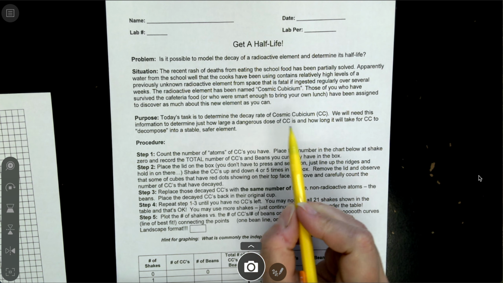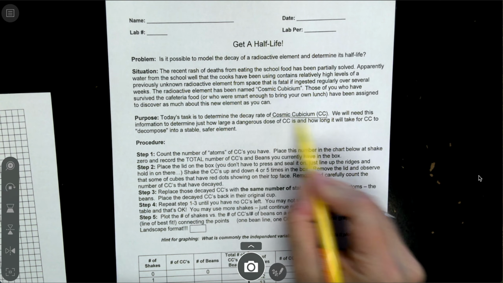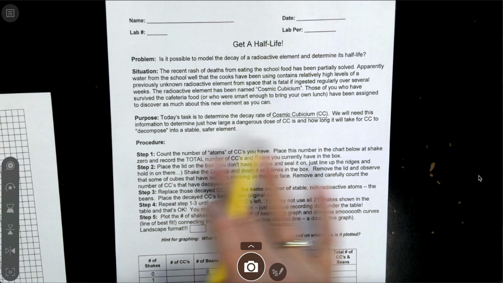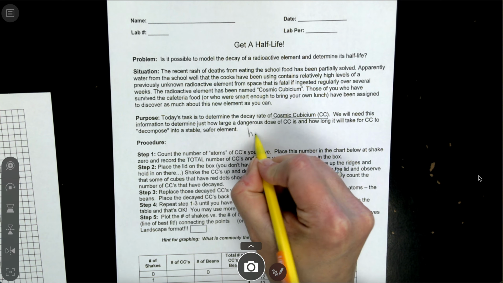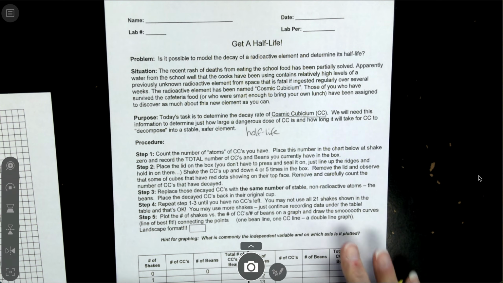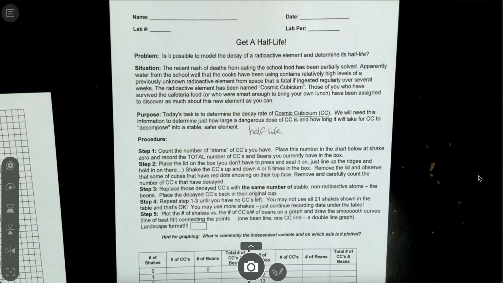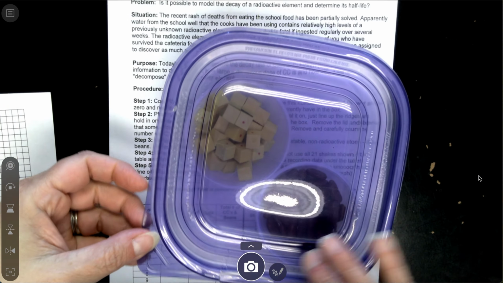So we have an element that's in the school food called cosmic cubicium, and we have been tasked to determine the decay rate or the half-life of this new element that has contaminated our food. We need to know how long that's going to take. So we're going to make a model. All right, so this is our model.